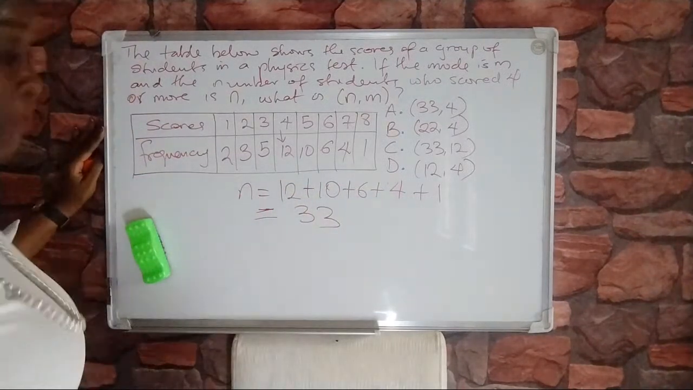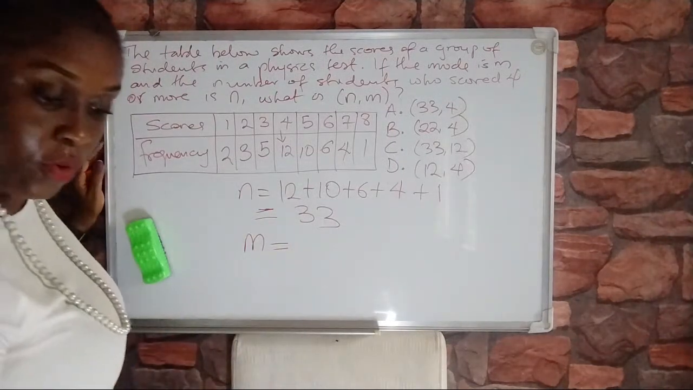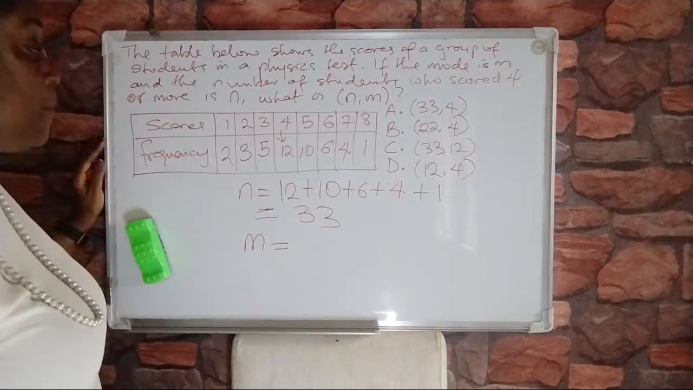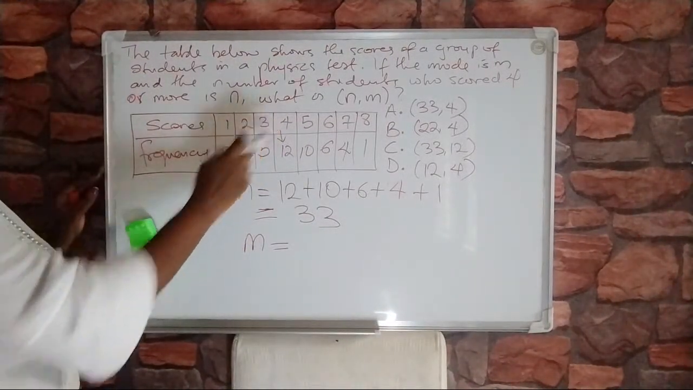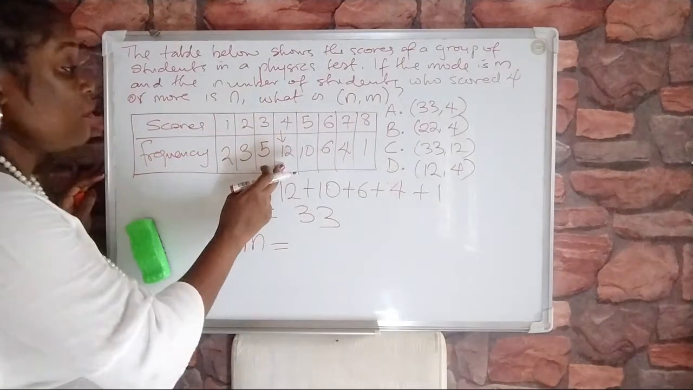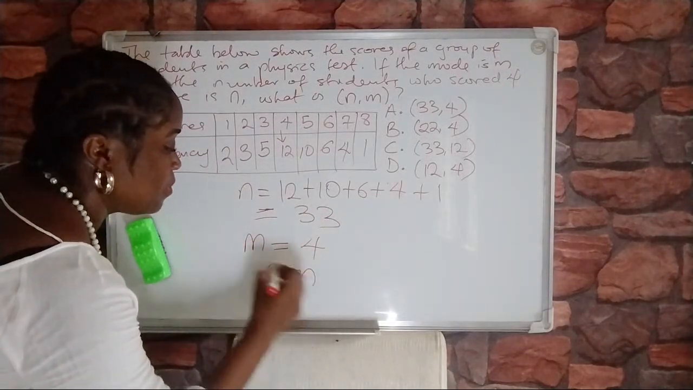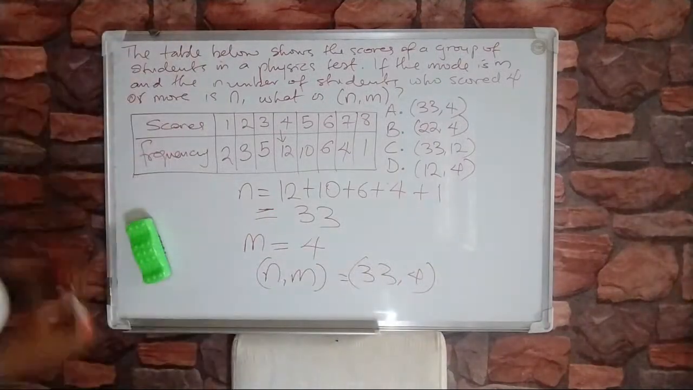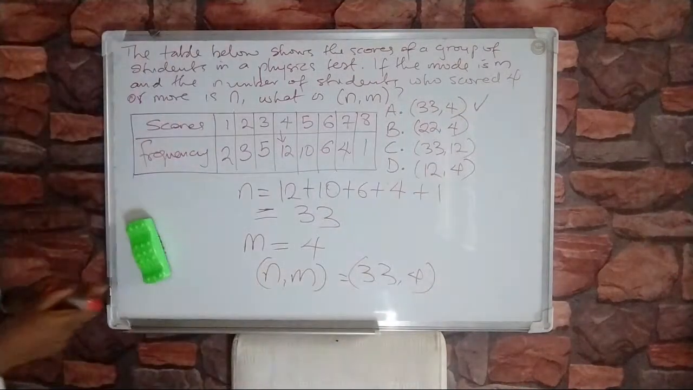And then we have M. What is the value of M? That's the mode, the highest occurring score, which is 4. The highest occurring score out of all the scores is 4, because 4 has a frequency of 12, and 12 is the highest number we have here. So M is 4. Therefore, NM will give us 33, 4. So among the options, our answer will be A.